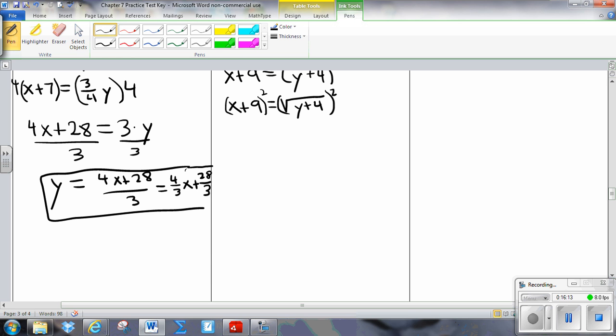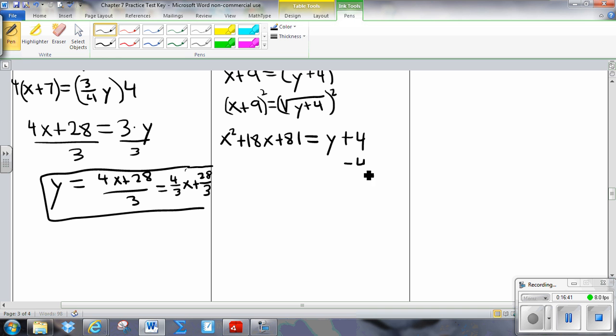Okay, x plus 9 squared: you cannot distribute the exponent because there are two terms here. You're only allowed to do the properties of exponents when there's one term. So you actually have to multiply this out, x plus 9 times another x plus 9. You will end up with x squared plus 18x plus 81. Squares and square roots are opposite operations, so those undo each other. So you get y plus 4.